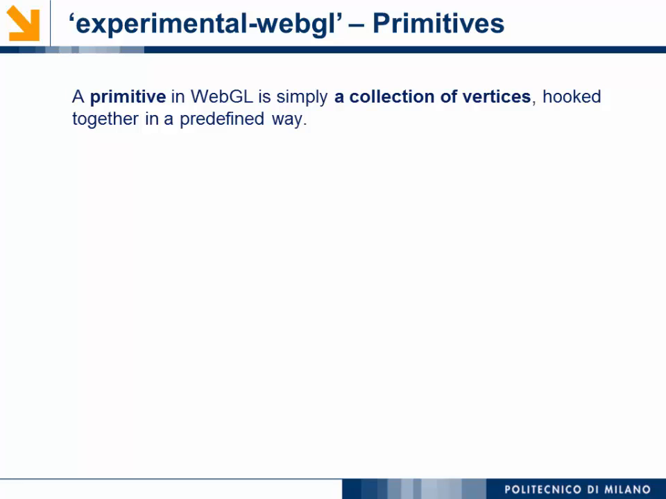In WebGL, a primitive is simply, and this is true for OpenGL too, just a collection of vertices. We have points in a 3D space, and we can decide and specify in which way we want them to be connected. 3 vertices in a 3D space define one plane. So the triangle defined by those 3 vertices is flat. It's basically planar.